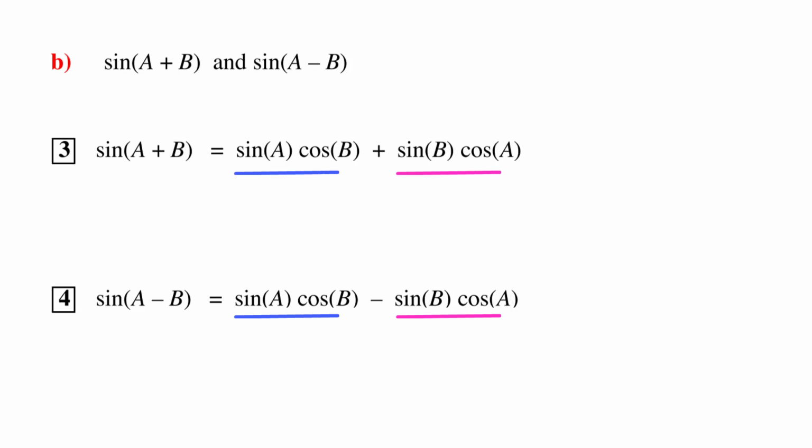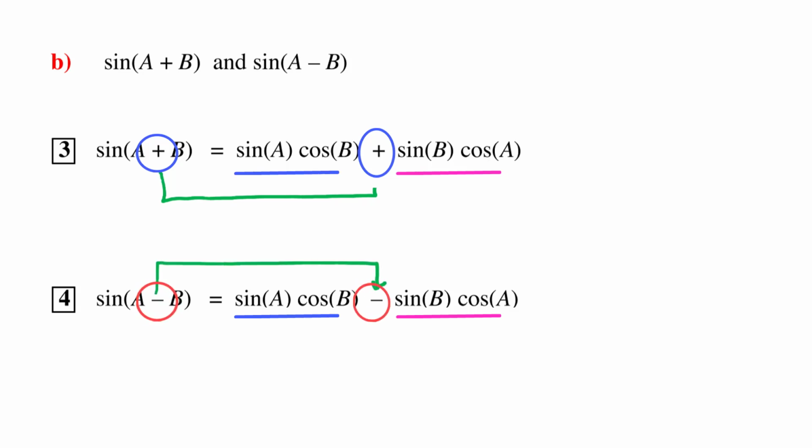As far as the operations are concerned, sine of A plus B, plus inside is also plus outside. And sine of A minus B, minus inside, is also minus outside. That's different from the cosine formulas.